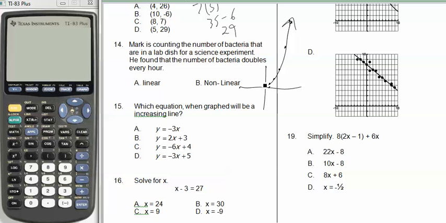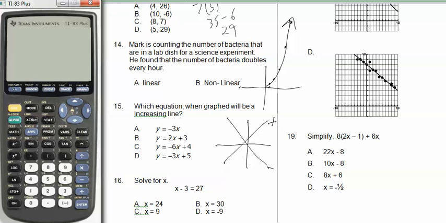Which equation, when graphed, will be an increasing line? So if you remember our positive slopes go like that, and our negative slopes go like that. So positive would be an increasing line. Negative would be a decreasing line. So there's only one of those that are positive. So you would choose that one, which is the 2x plus 3.